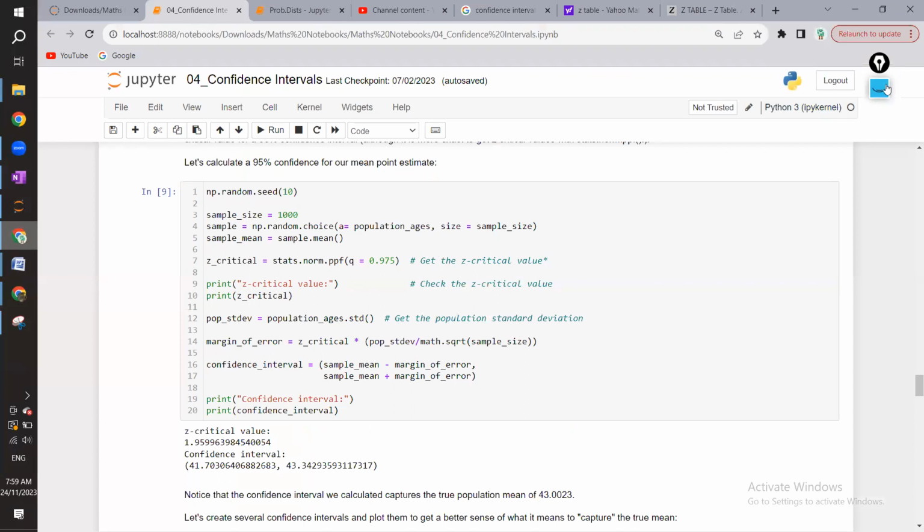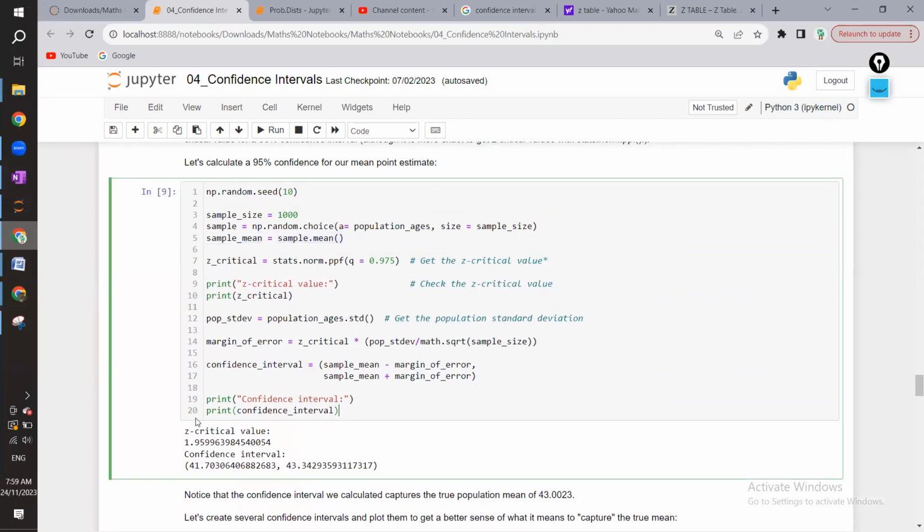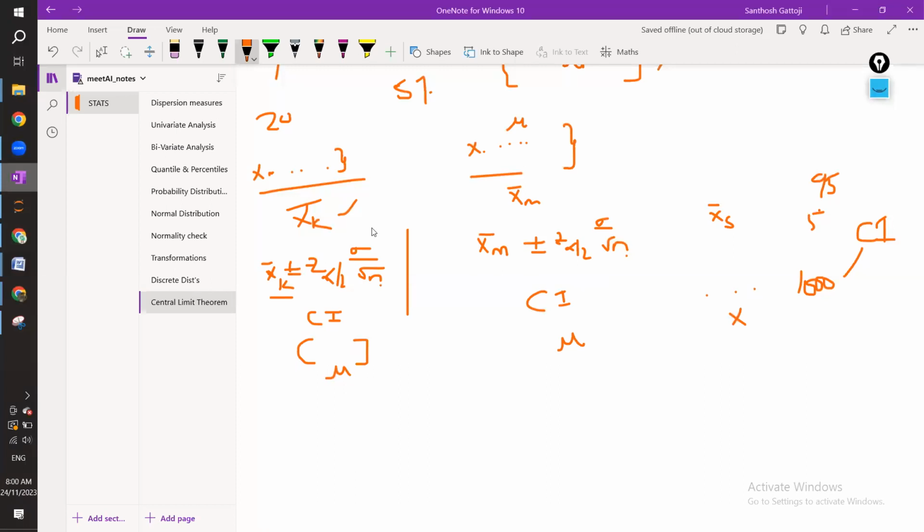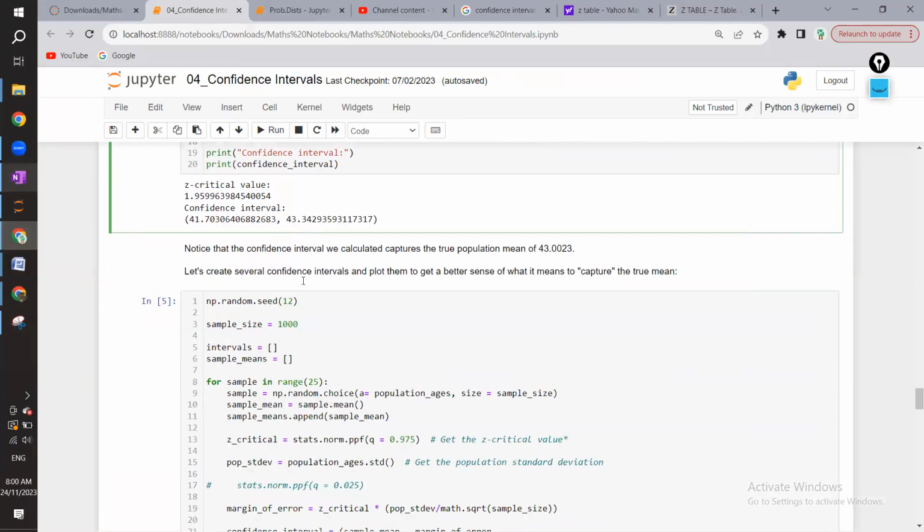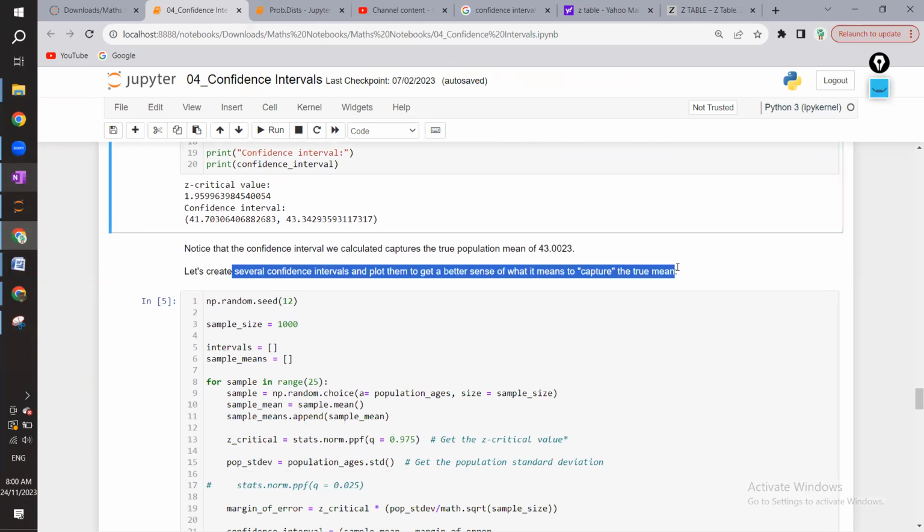So we'll show an example. Here we took only one sample, and with one sample, you got one confidence interval. This is a confidence interval, and we have seen that we are able to capture the population mean. Is this code example clear? Yes, sir. Okay. So instead of one sample, what if we take multiple samples? Now let's create several confidence intervals and plot them to get a better sense of what it means to capture the true mean.